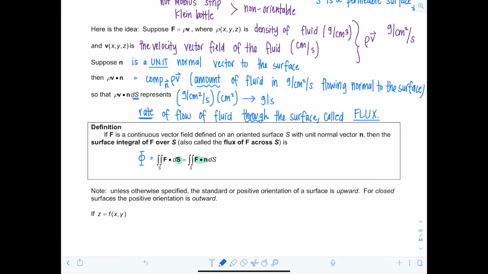Very good. Now, unless otherwise specified, the standard or positive orientation of a surface is upward. So if you have a plane or something, then upward is the standard positive orientation. If you have a closed surface, then the standard positive orientation is outward.